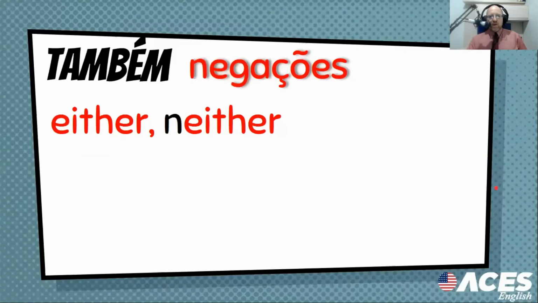And then how can we remember? We can remember because neither is negative, so we don't use it if we have don't or can't or wouldn't or any of the other not or whatever. We won't use the word neither. We will use the word either. Any questions about that?